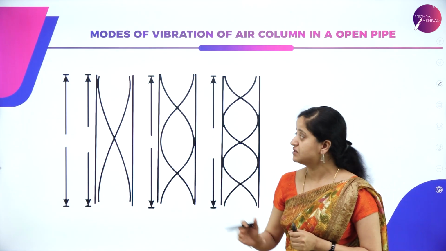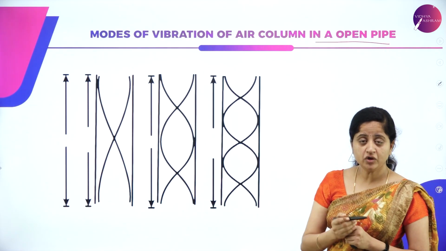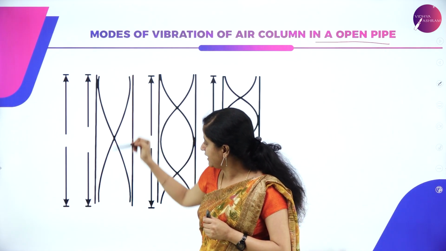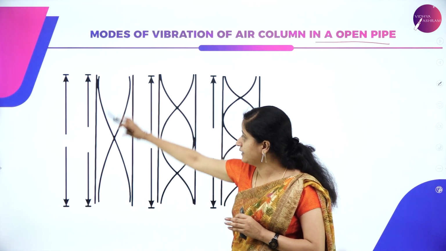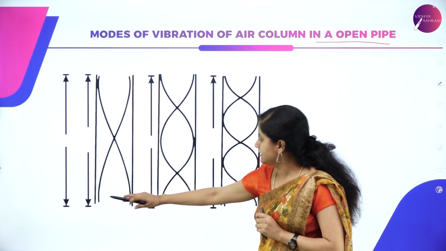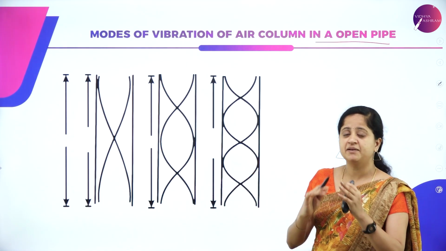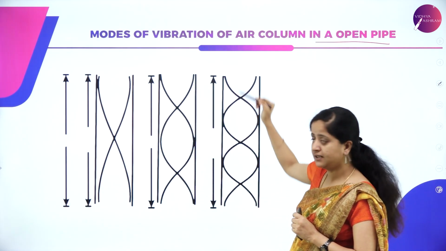So next let us now study about the modes of vibration of air column in open pipe. I told you about open pipe where both the ends of the pipe are open. So we know the condition that at open end the antinodes will form. There will be no formation of node at open end. Since it is open at both the ends, in all the modes of vibration we can observe the antinodes at the ends.